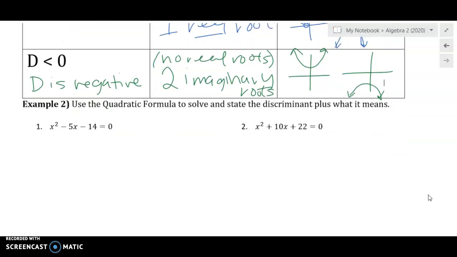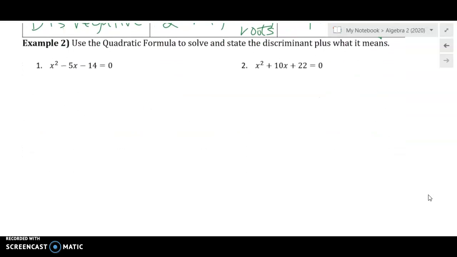Okay. Here we go. Use the quadratic formula. So again, I know I said it's not going away. Use the quadratic formula to solve this, and then state the discriminant. So I'll show you where you can pick up the discriminant very easily. So yesterday we talked about the a, b, and c values. So the a is the number. Technically there's a 1 in front of the x squared. So a is 1. B is the number in front of x, so that's -5. And c is the number that's kind of by itself on the end, so that's -14.